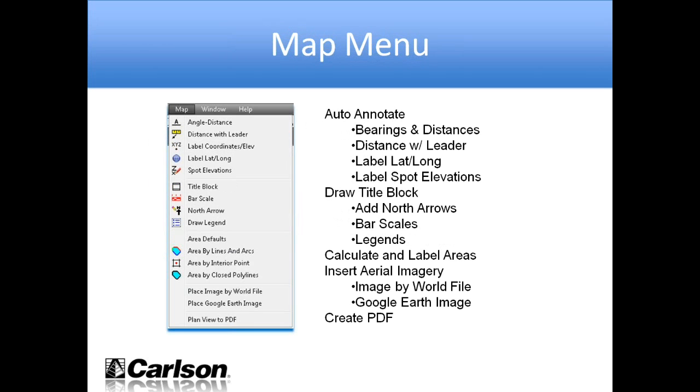And then the last menu is the map menu, and this contains many powerful tools for producing great looking maps. It includes annotation routines for angled distances, labeling points, either coordinates, northings and eastings, or lat longs or spot elevations. It allows you to build a title block. Say if you're making a boring location map, you can insert a title block, bar scale, north arrow, and finally, one of the very neat features of this menu is its ability to place a Google Earth image into your drawing. Very cool.